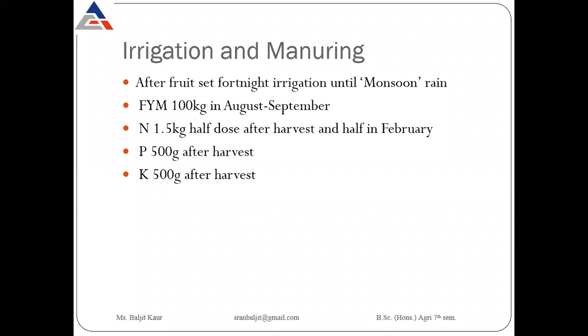are NPK, nitrogen at the rate of 1.5 kg, and this can be given in two doses. First half dose after harvesting of the mangoes, and other half in February. And phosphorus at the rate of 500 grams after harvesting, and potassium at the rate of 500 grams after harvesting. So these nutrients can be supplied through different kinds of fertilizers like urea, superphosphate, muriate of potash, right? So these nutrients are added to the plants for their proper growth and development, proper fruit setting and high yielding.